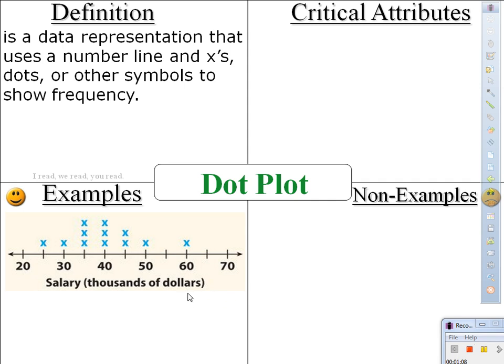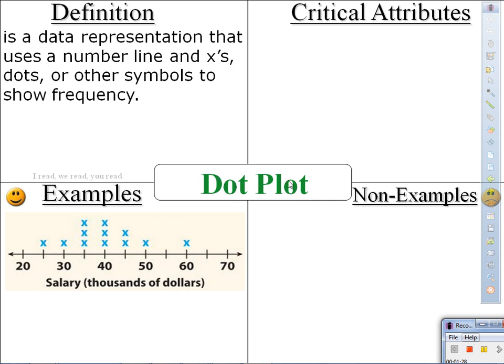I remember these from last year, Mr. Q. Yes. Here's an example using a number line. They're representing data, and it's showing the frequency for each of those. And this one is titled Salary in Thousands of Dollars. So copy that, and then I'll elaborate a little bit more. All right, here it goes.